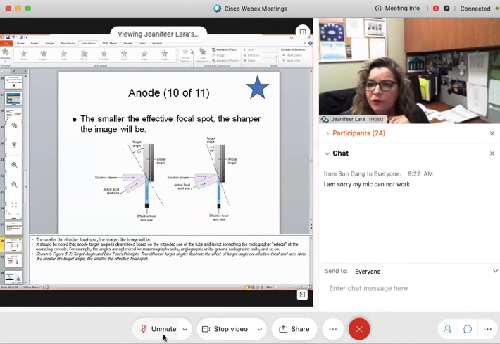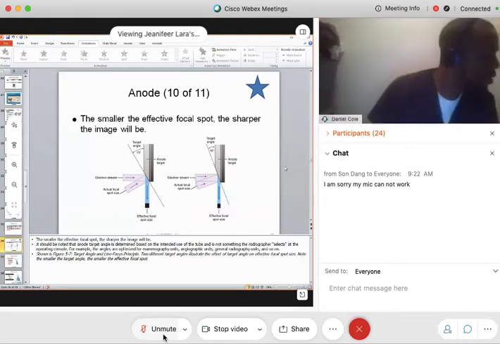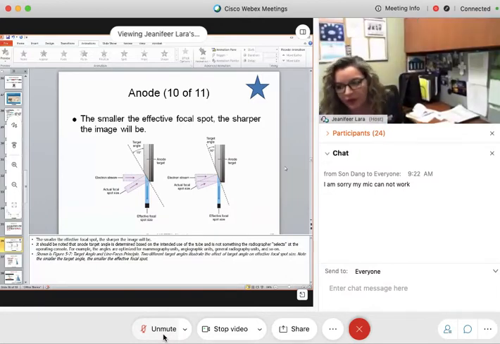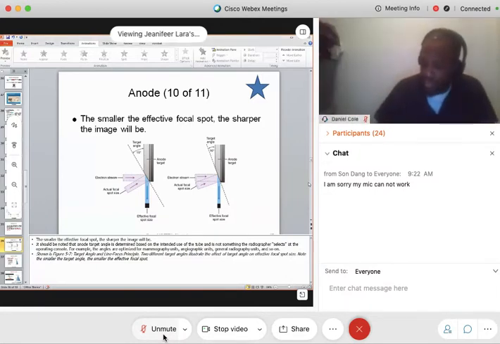What happens at the actual focal spot? Actual X-rays happen. I can't hear you, Daniel. The area's been bombarded with, yes, thank you so much, with electrons. Electrons. We're going to put it all together so that it makes sense to you.